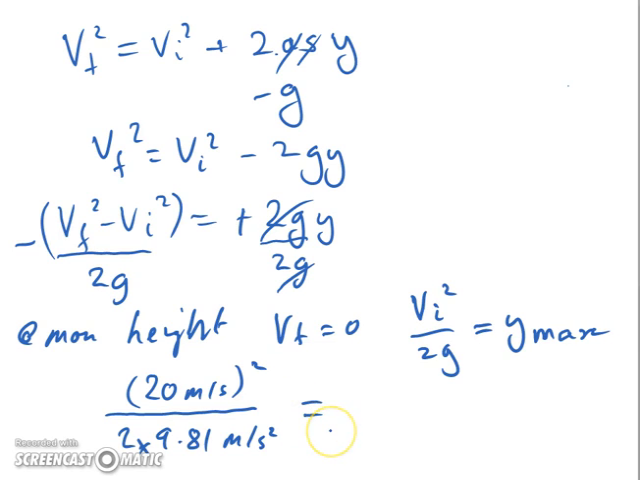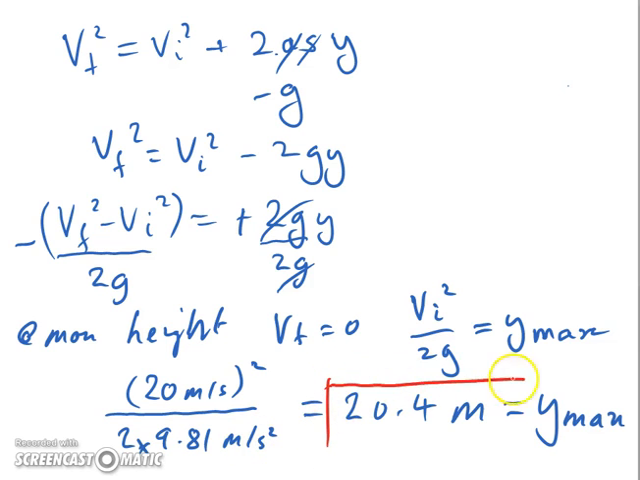And putting those numbers into our calculator, well, first 20 divided by 2 times nearly 10 is going to be very close to 1, but it's 20 squared, so it's going to be very close to 20. Plugging the numbers into our calculator, we find that the maximum height is equal to 20.4 meters. I'm running out of space, so I'll put the y max on the right hand side and be nice to the marker and indicate that this is our result for part B.